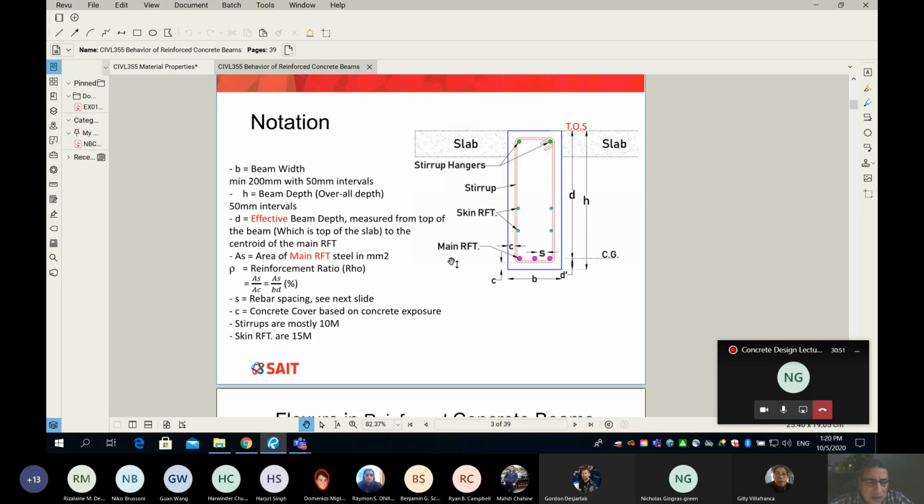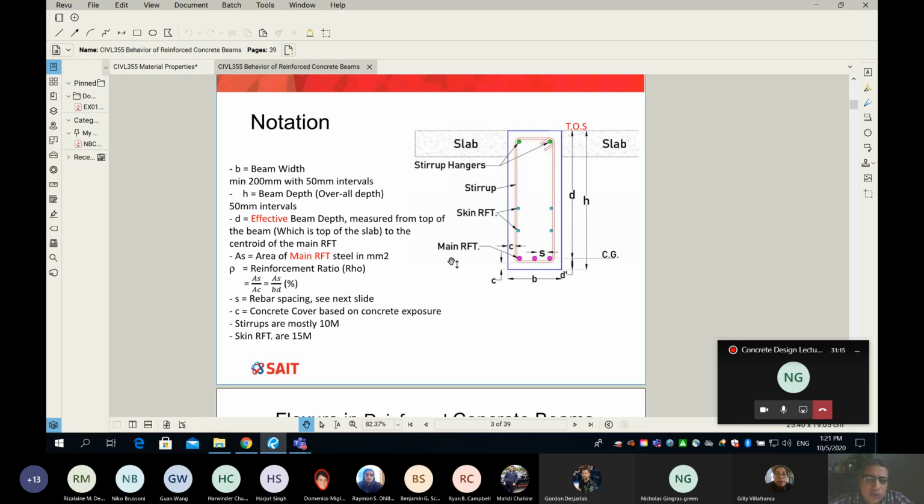And again, explicitly, it is going to be the area of steel of the main reinforcement divided by the width of the beam divided by the effective depth of the beam. So h is not included. It is d. And as always, it is expressed as a percentage. We say it's 1%, 2%, 3%, 0.5%. We always express the reinforcement ratio in percentage.